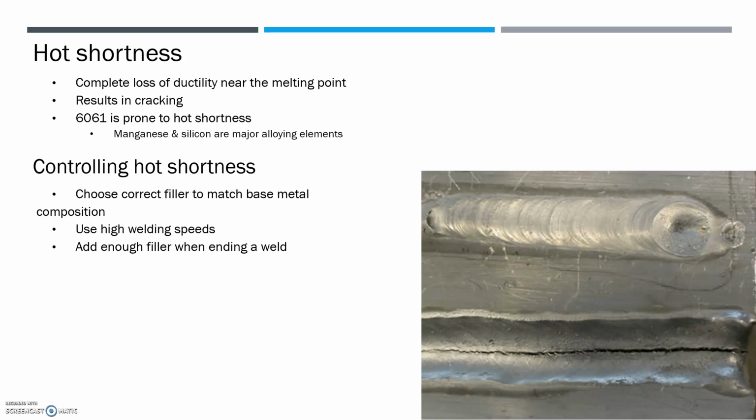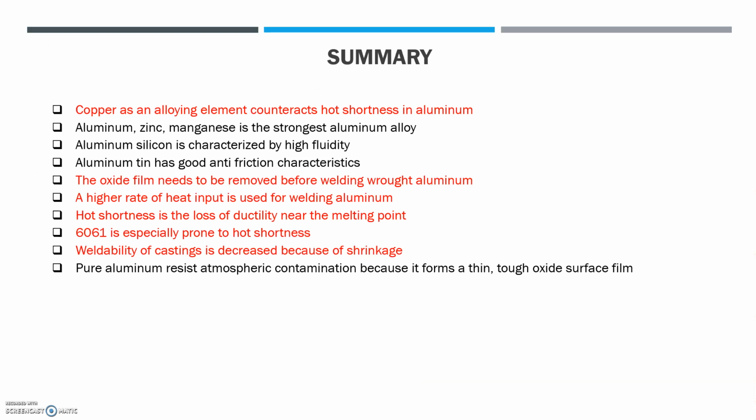Try to use high welding speeds to reduce heat input. Don't do tack welds without filler metal because they'll just crack. And when finishing a weld, add enough filler to counteract shrinkage so that you don't get crater cracks. Here's a summary for this section. You can pause it as you need to.